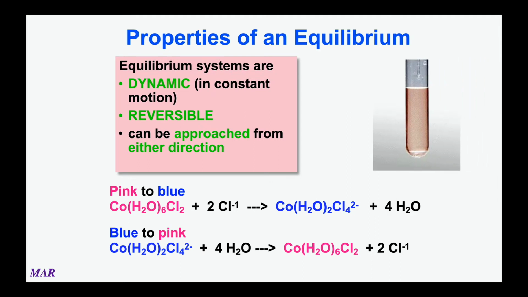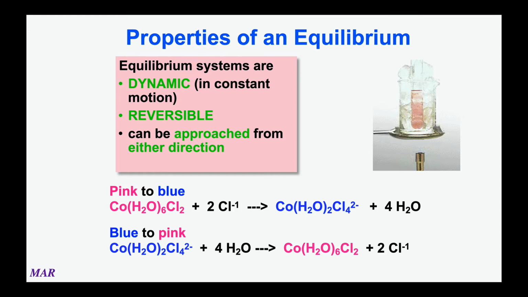At room temperature, a solution of cobalt chloride is pink in color. When we heat it, it gradually turns blue. If we then cool the solution in an ice bath, it turns pink again. The reaction reverses.